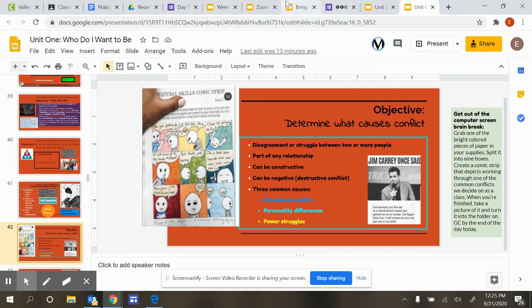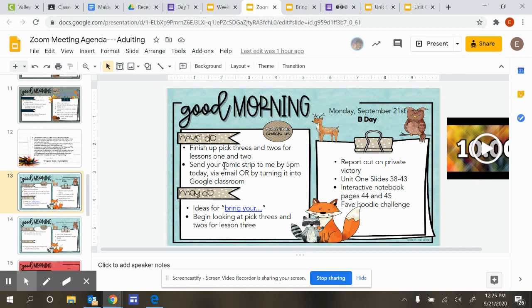The last thing that I wanted to bring up, to be on track, your pick 3s and 2s for lessons 1 and 2 should be finished by Friday. Remember that at the end of a unit, and our unit 1 ends the first week in October, you have to turn in this whole interactive notebook. You turn in required work, but then you also turn in 5 assignments you do on your own time, which are the pick 3s and the 2s.